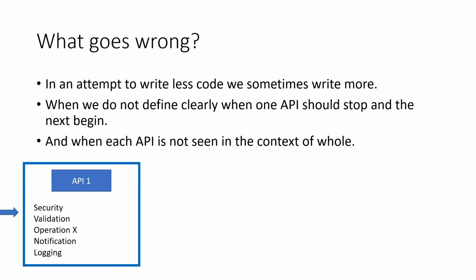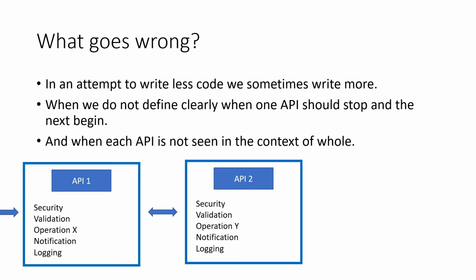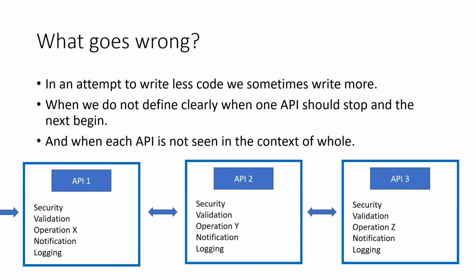Consider the following. We have an API with 3 layers. API layer 1 performs security, validation, an independent operation, notification, and logging. Layer 2 also provides security, validation, a different operation, more notifications, and more logging. The third layer does the same again: security, validation, operation Z, notification, logging.